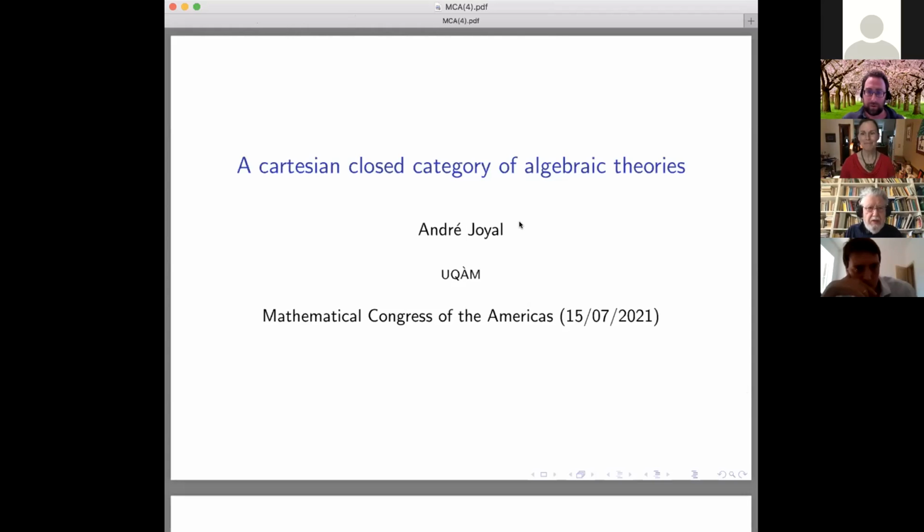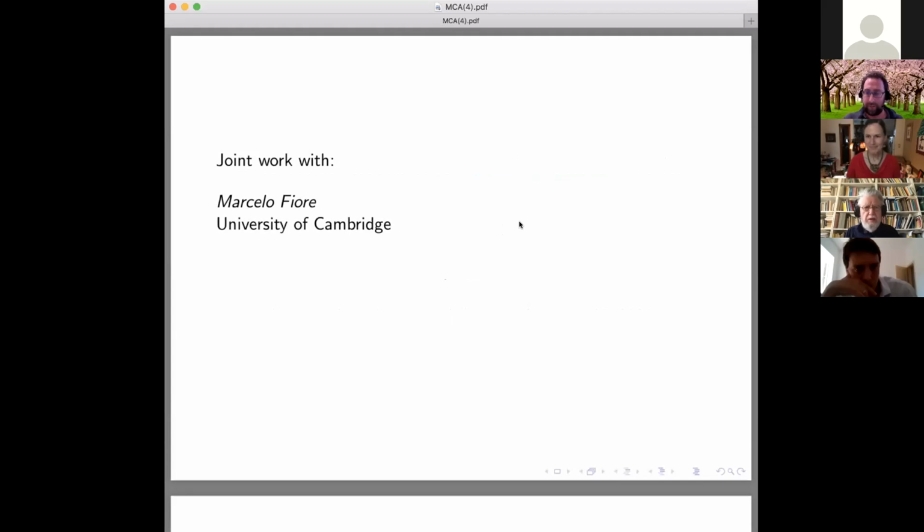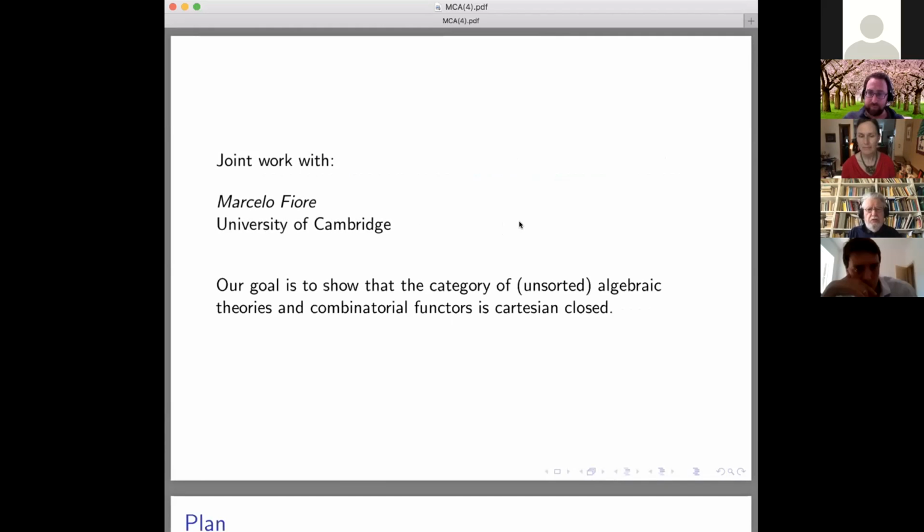So this is the title, a Cartesian closed category of algebraic theories, and this is joint work with Marcelo Fiore. Our goal is to show that the category of algebraic theories and combinatorial functors is Cartesian closed. When I say algebraic theories, I mean unsorted algebraic theories, in the sense that you just have a category with finite product, not necessarily with a generating object as in Lawvere theory. So we don't suppose that there is a generating object, just a category with finite product.